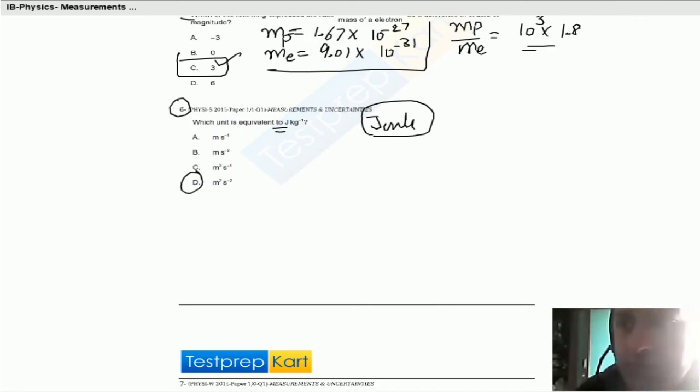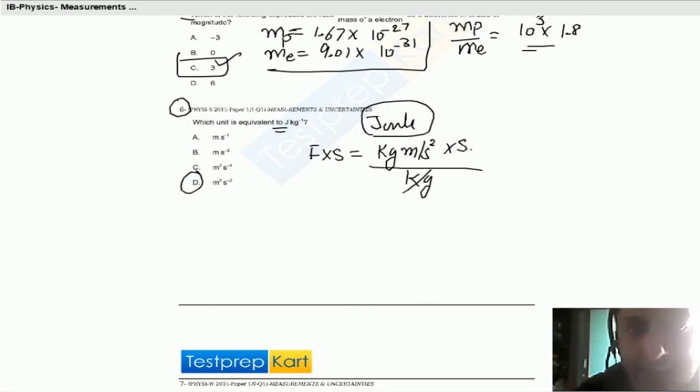Okay. Joule is the unit of energy or the work done, which is given by force into displacement. Force is nothing but kilogram meter per second square, multiplied by second. Here you have to divide by kilogram. This will get cancelled. It is meter per second. So your answer is A. Right? Any doubt?